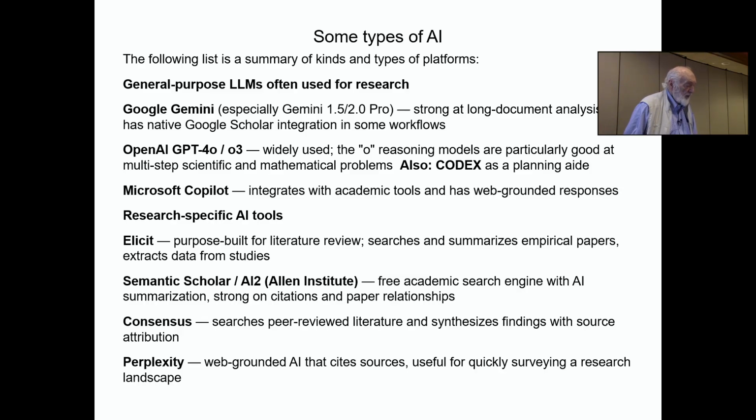Then we get into specific AI research tools. Elicit, purpose-built for literature review. Semantic Scholar, a free academic search engine with AI summaries, strong on citations and paper relationships. Consensus searches peer-reviewed literature and comes back with answers. Perplexity is well grounded in that it comes up with good answers as well.